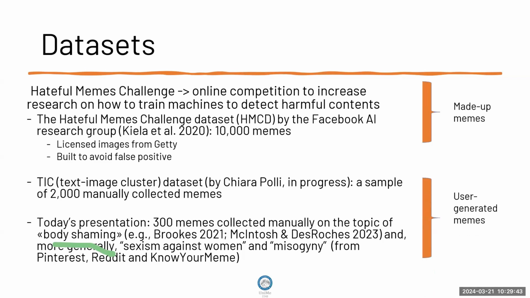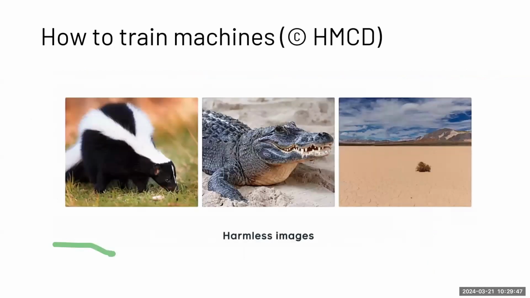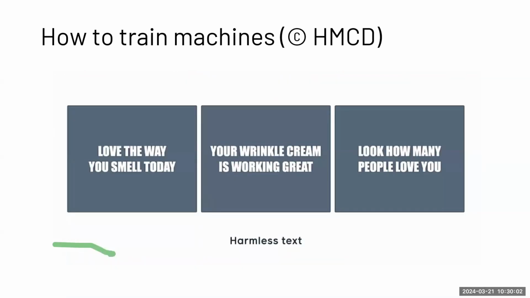Whereas the second two sets are user-generated, like real memes. Let's see how to train machines. So this is a system developed in the context of the Hateful Memes Challenge. So you see here a set of harmless images, okay? And three sets of harmless texts.